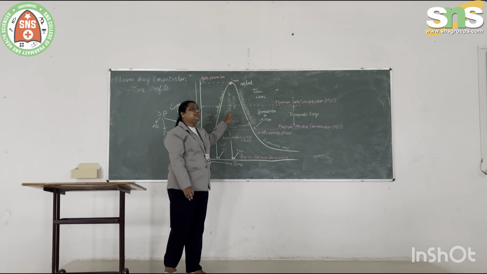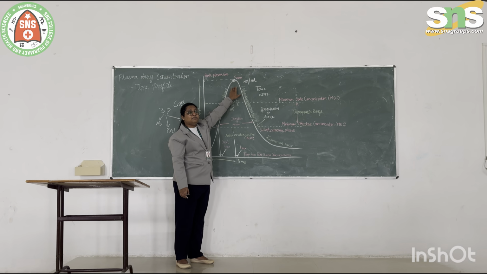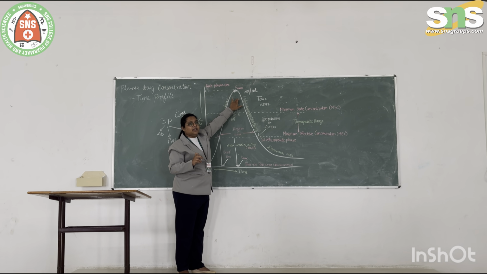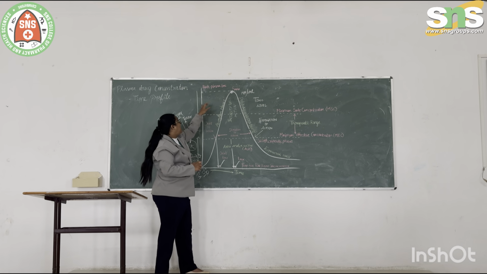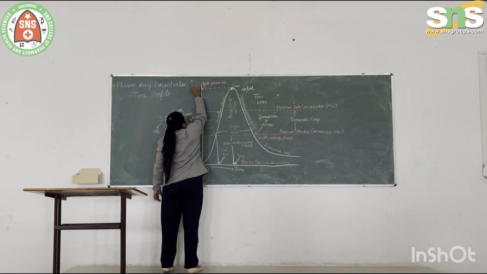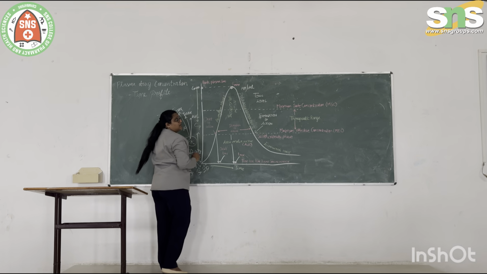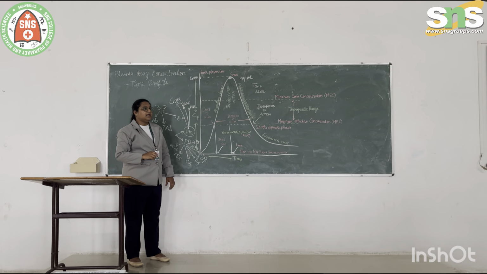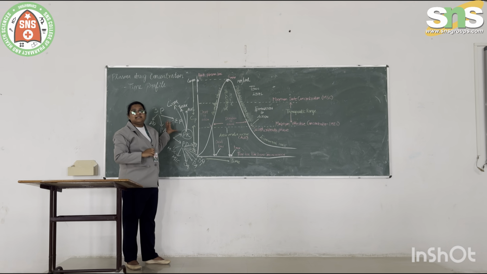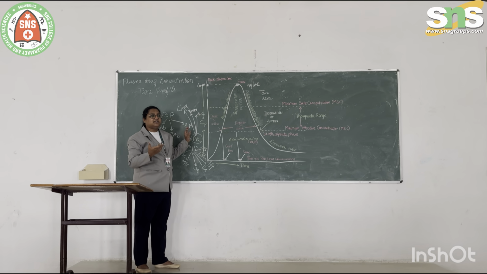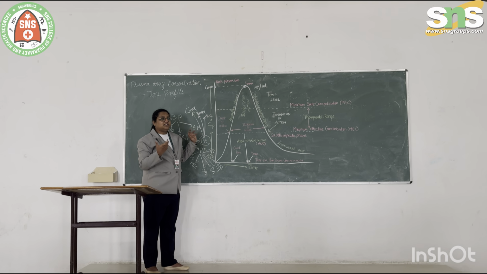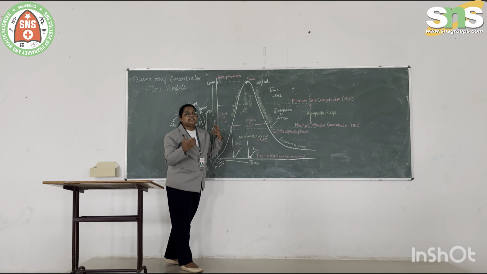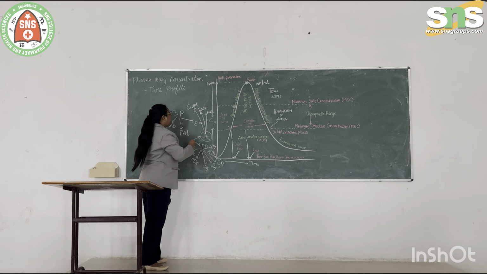Why is Cmax called peak plasma concentration? Because from the graph we are deriving the value from the peak only. This peak value is called Cmax. The maximum concentration that reaches the systemic circulation is called Cmax. That is about Cmax.